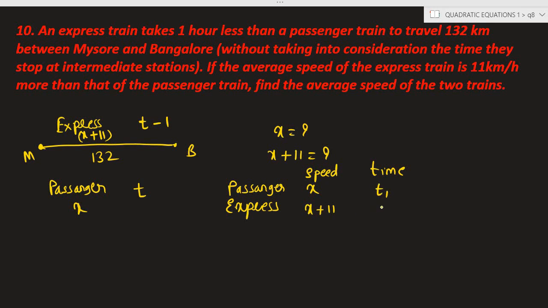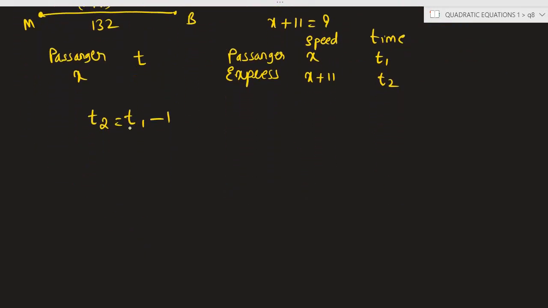And what is the time taken by the express train? That is t2. Already we know this: t2 is taking 1 hour less than the t1 passenger train. That is, express train time is 1 hour less than the passenger train. And we know the formula for speed. Speed x is equal to distance divided by time. Therefore t is equal to distance divided by x. According to this formula we'll go now.